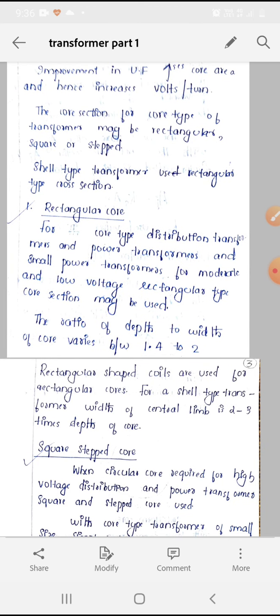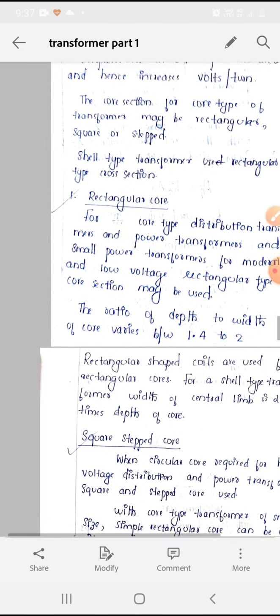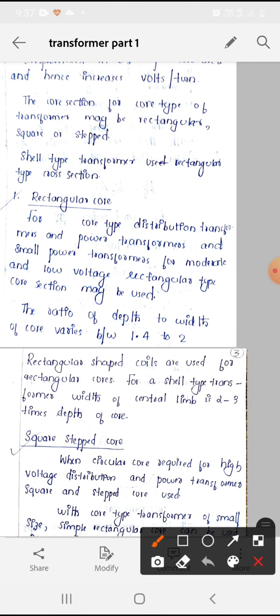Moving on to the rectangular core. For core type distribution transformers, power transformers, and small transformers for moderate and low voltage, rectangular type core section may be used. Normally the ratio of depth to width of cores varies between 1.4 and 2.